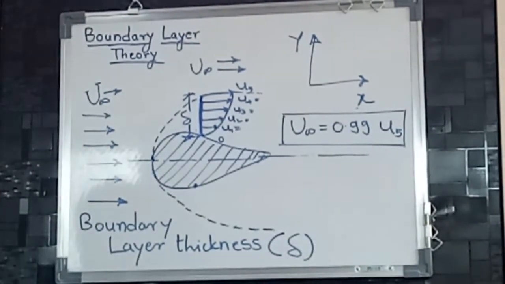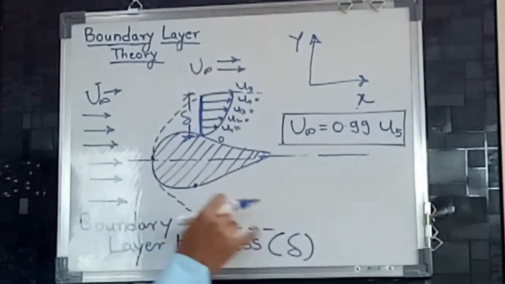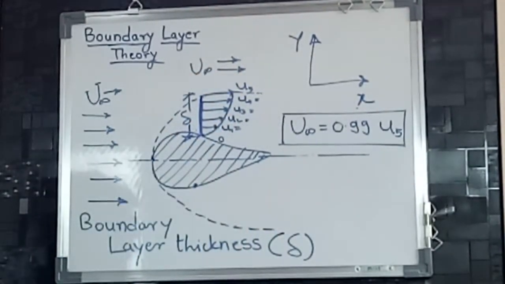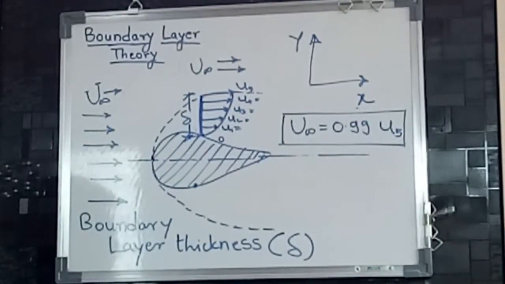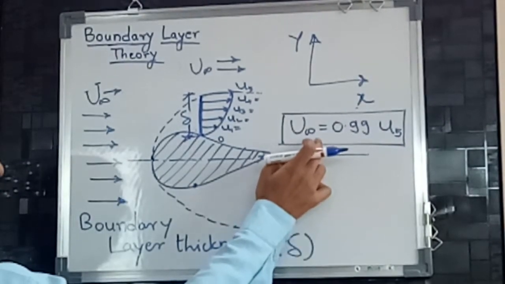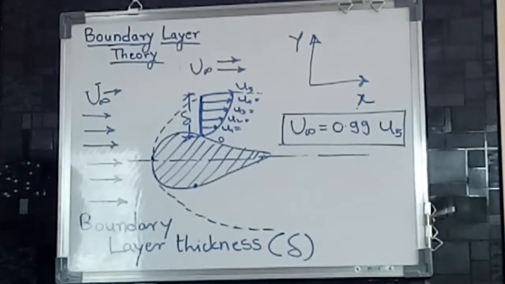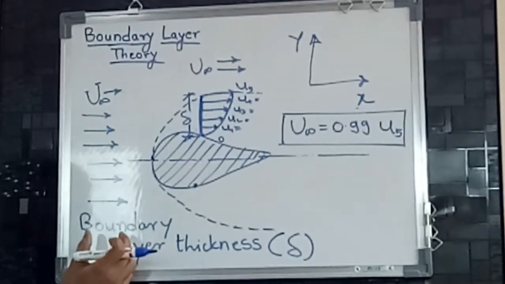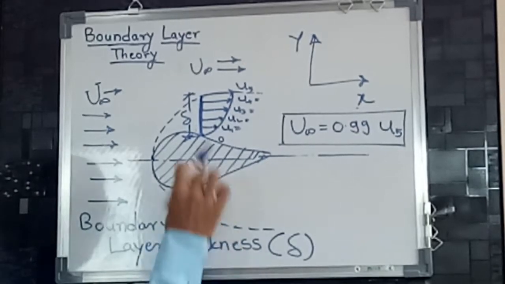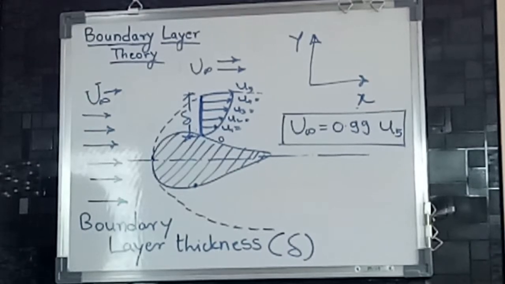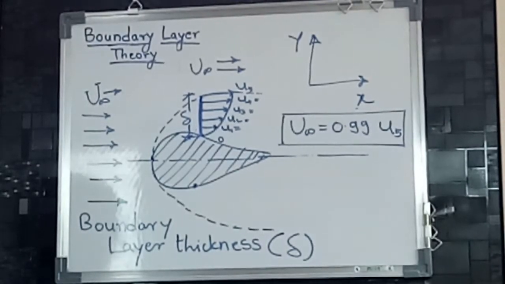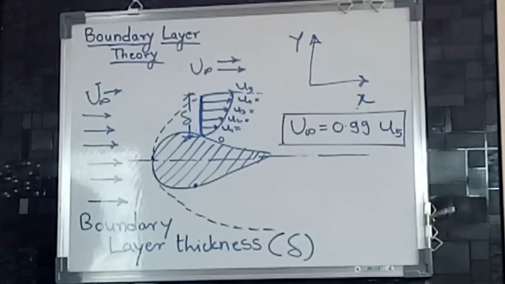So now you understand what is meant by boundary layer theory. This dotted line represents the boundary layer, and this del represents the thickness of the boundary layer, isn't it? This equation is most important. Now you understand? What is meant by the boundary layer thickness? From here to here, that is your boundary layer thickness. After that we'll see some parameters.